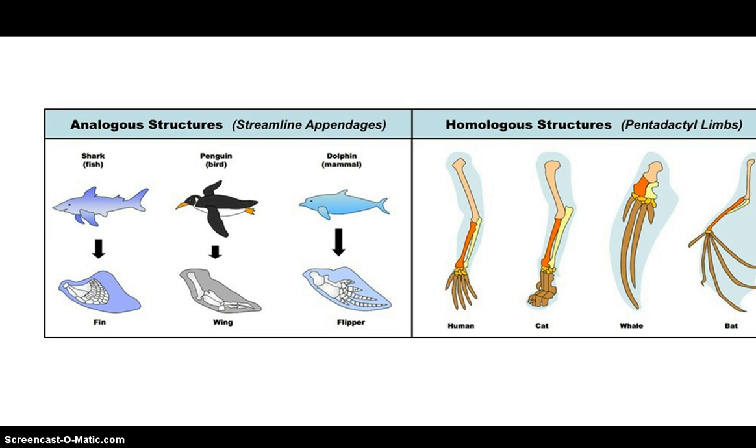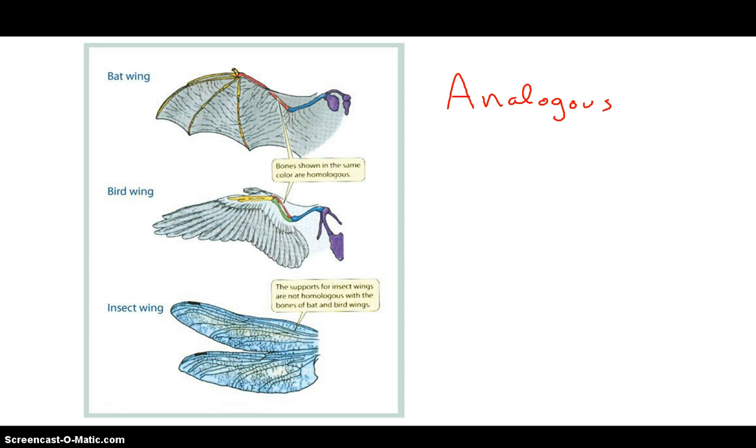Here's the pentadactyl, so five-fingered limbs. Humans, cats, whales, and bats are all put together with the same pieces. Now the pieces have changed over time, and so if we look at the forearm bones in humans, the radius and the ulna, they look different in the cat. One is extended. They look very squat and short in the whale, and one is reduced in the bat. But you can see that they're the same bone.